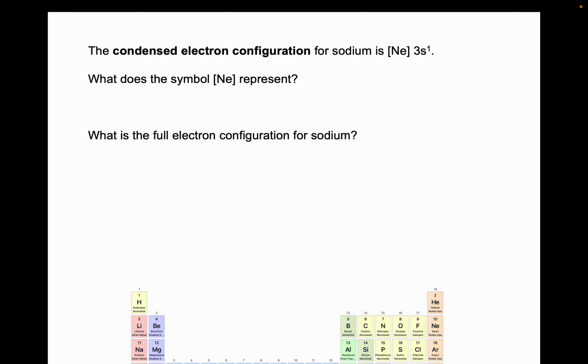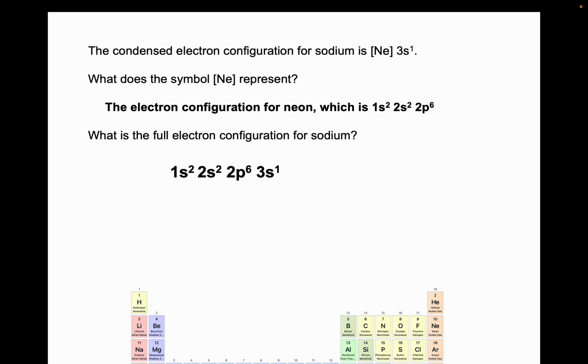When we're writing electron configurations, we'll frequently use the condensed electron configuration. This would be shorthand for us. The condensed electron configuration for sodium is shown here. We have these brackets with the element neon in there. What does the symbol brackets with neon represent? That's the electron configuration for neon itself.